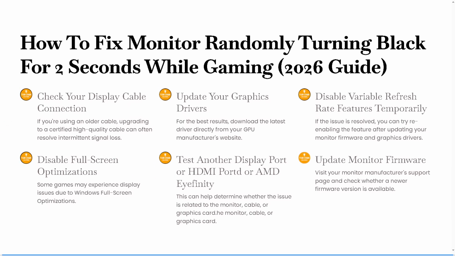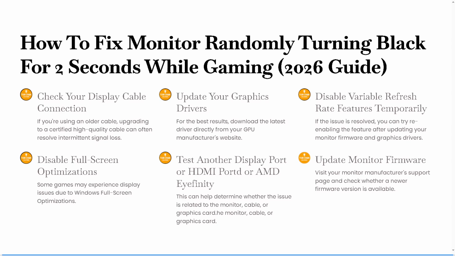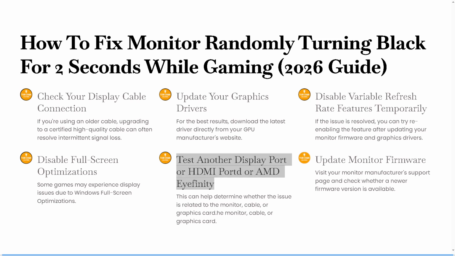And then remember to disable the full screen optimizations. Some games may experience display issues due to Windows full screen optimization. To disable it, I want you to locate the game's executable file, right-click it and select Properties, open the Compatibility tab, check Disable Full Screen Optimizations, click Apply and OK, and launch the game again and check if the issue is fixed.